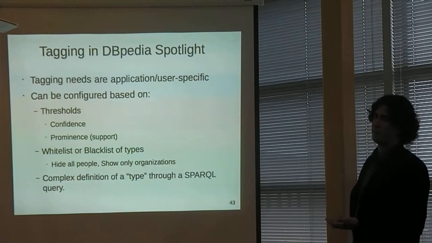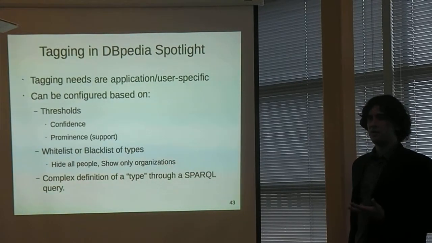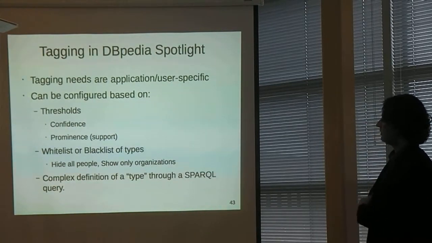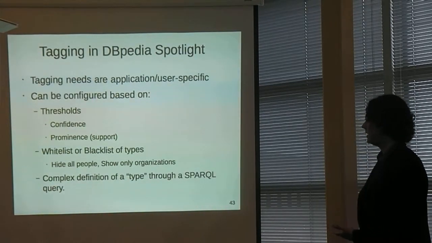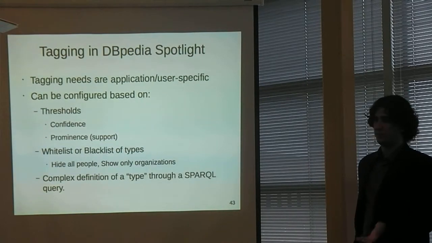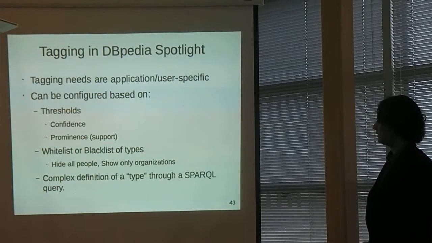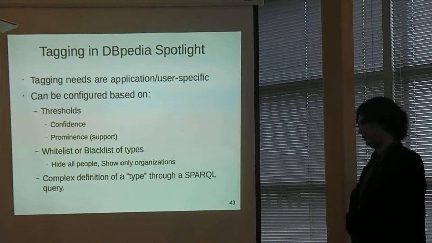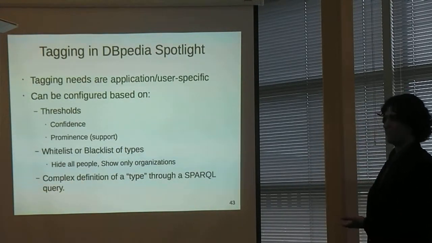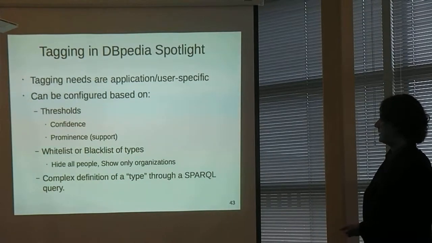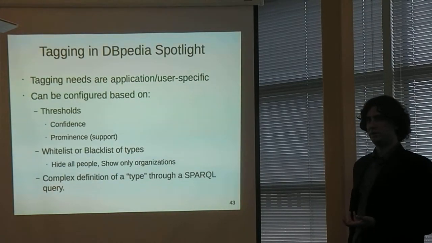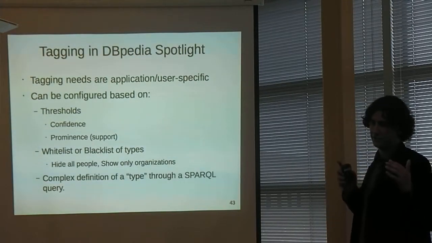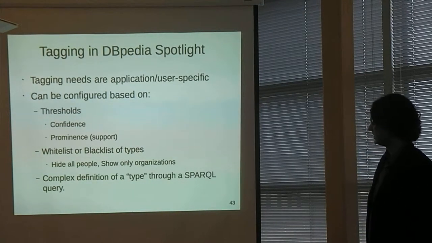since the tagging needs to be application specific, the user can configure the system to act in the way they want. So you can provide thresholds for confidence and for prominence. You can give white lists or black lists of types of things that you want to see. So white lists will only show things of those types. Black lists will never show things of those types. Complex definitions of a type can also be provided. So I don't want only people. I want politicians from Ohio as my type. So I can give a SPARQL query that defines this type as well.